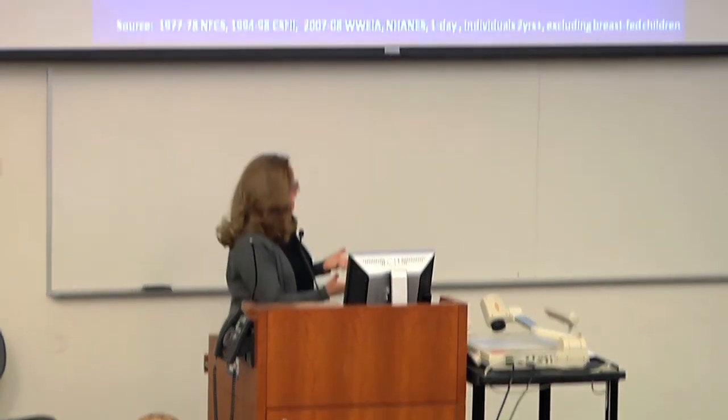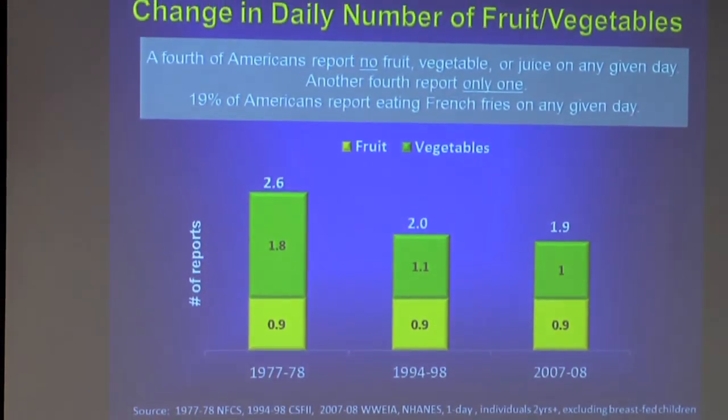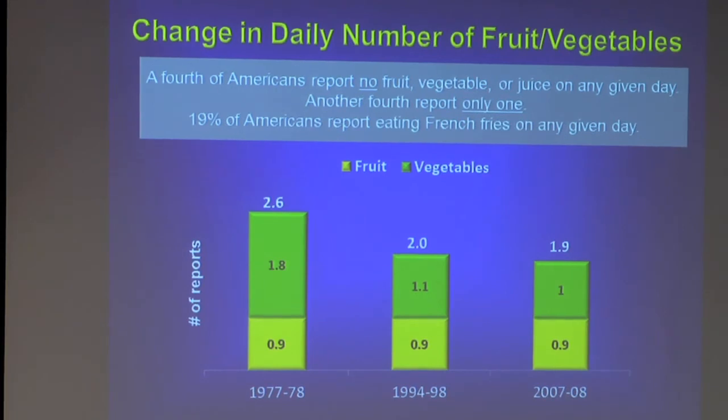This slide shows you the change in the daily number of fruits and vegetables. So in the late 70s, on average, people were reporting 2.6 fruits and vegetables. It's a drop. Today, it's just a little under 2. A fourth of Americans in this country on any given day report no fruit or vegetable or juice. Now by that I mean where they've made a conscious choice of having a vegetable. You might get a little vegetable, a slice of tomato on your burger. I'm not talking about that choice of vegetable. I'm talking about, I'm going to have a serving of carrots. Another fourth report only 1.